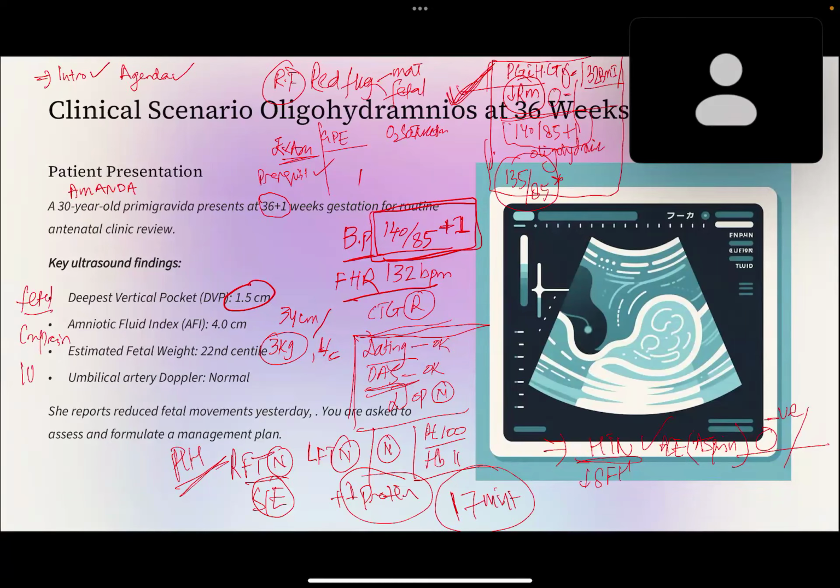And to avoid that, obviously, we are keeping her in consultant-led unit with continuous CTG monitoring, and monitoring for the signs of fetal distress. We will do Doppler as well. We will keep an eye on the blood pressure. And we will involve the neonatology team as well. And if any of the fetal distress signs appear, then we'll keep a low threshold for cesarean.